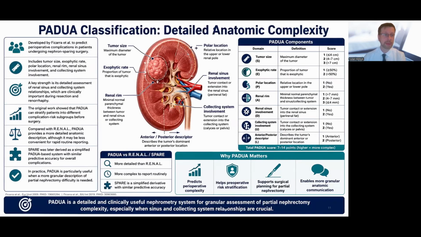The next system is PADUA. It was developed by Ficarra and co-authors to predict perioperative complications in patients undergoing nephron-sparing surgery. It includes tumor size, exophytic rate, polar location, renal rim, renal sinus involvement by the tumor, and collecting system involvement. A key strength of this system is the detailed assessment of the renal sinus and collecting system relationship, which is clinically important during the resection of endorenal tumors.